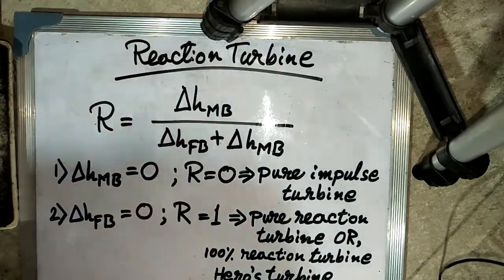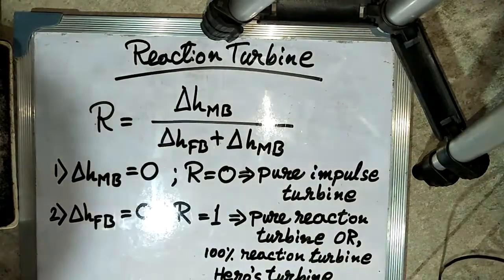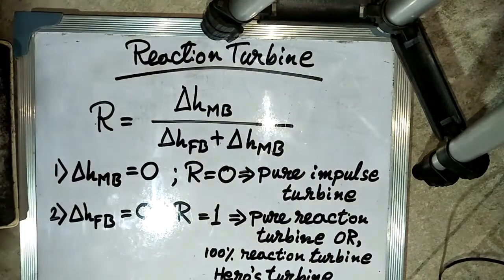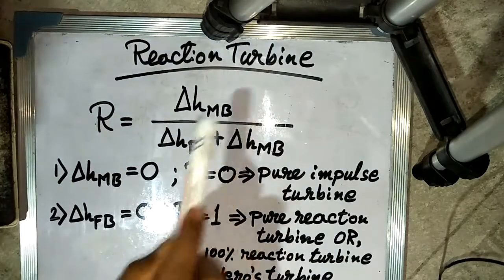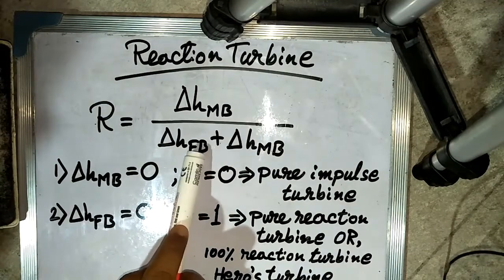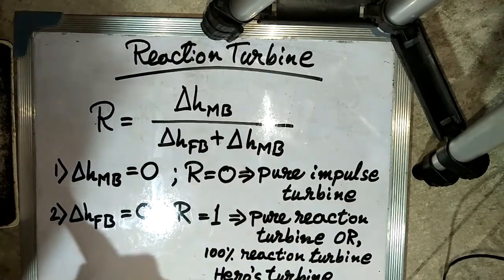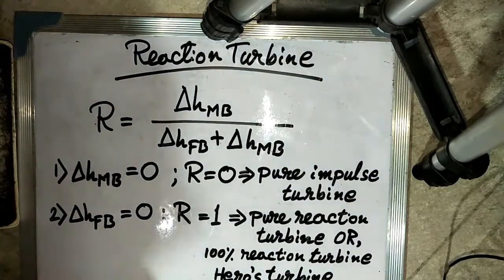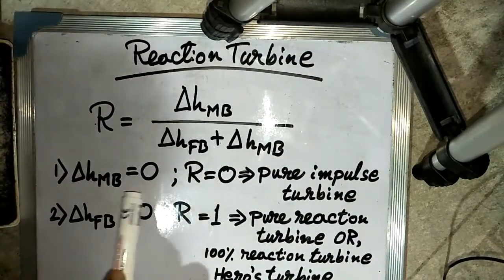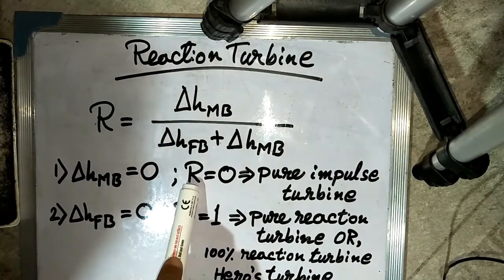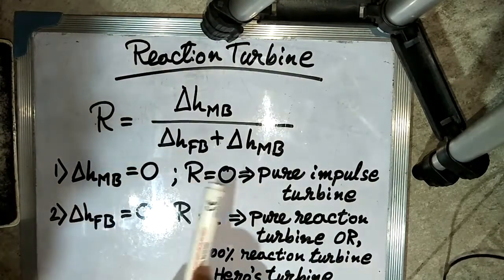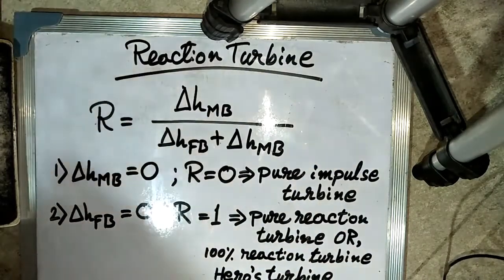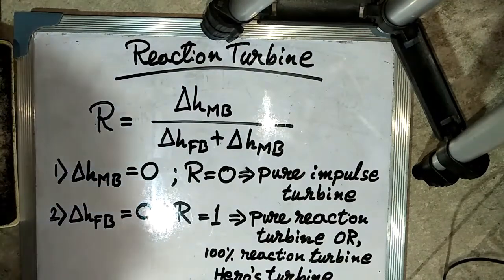The degree of reaction of such a turbine can be defined as R equals the enthalpy drop in the moving blade divided by the enthalpy drop in the fixed blade plus the enthalpy drop in the moving blade. Now, number one: if the enthalpy drop in the moving blade is 0, the value of R, the degree of reaction, is 0. So we can say it's a pure impulse turbine, that means no reaction phenomenon is there.